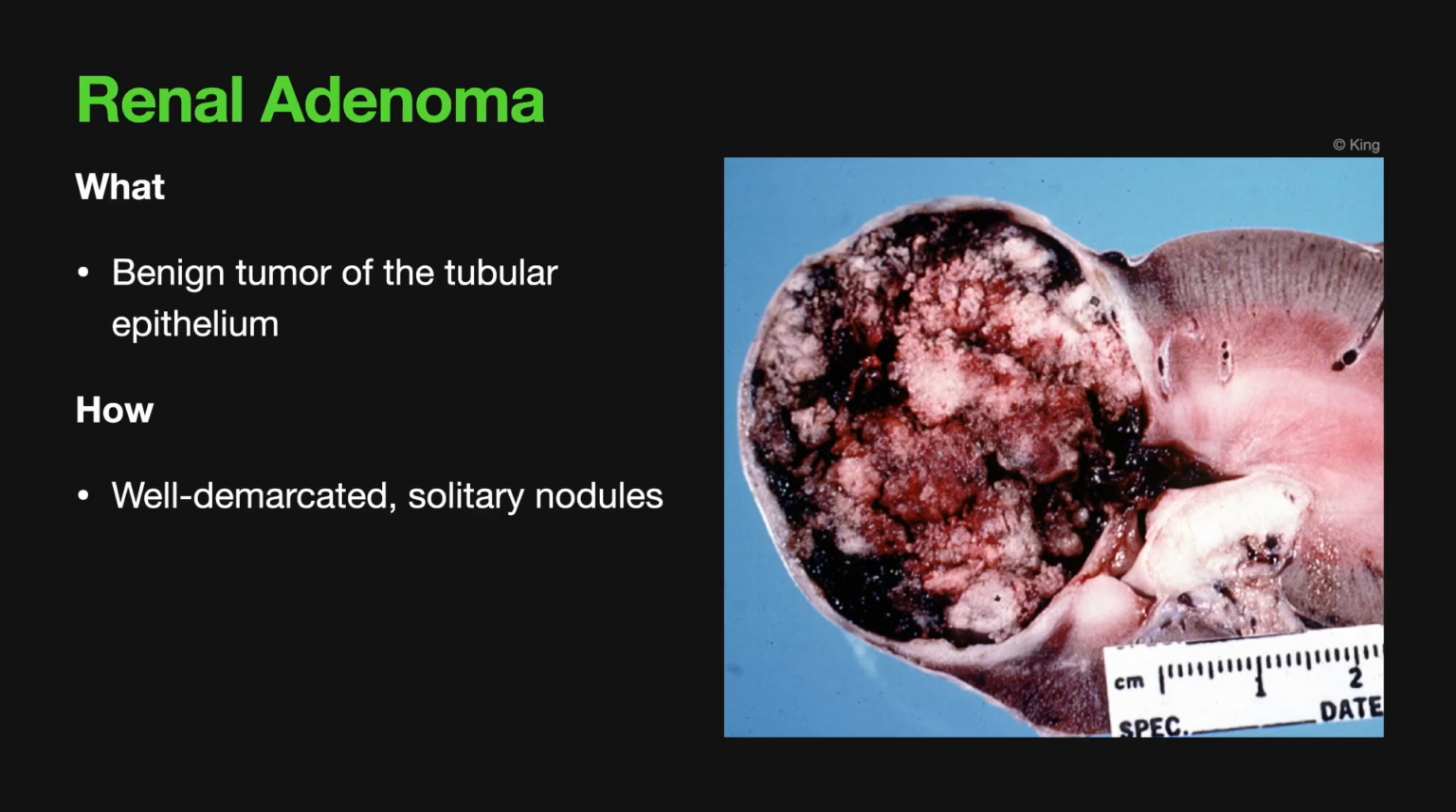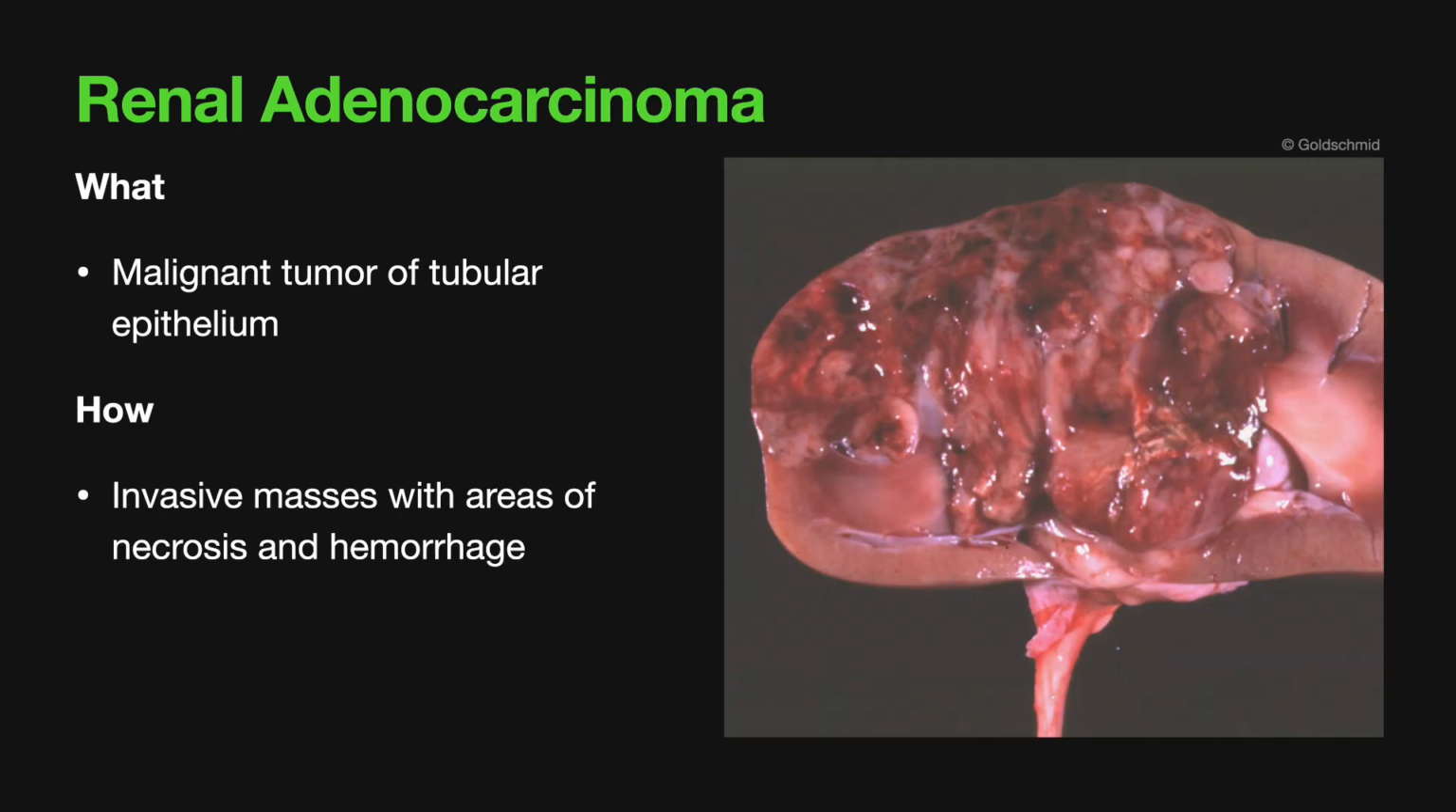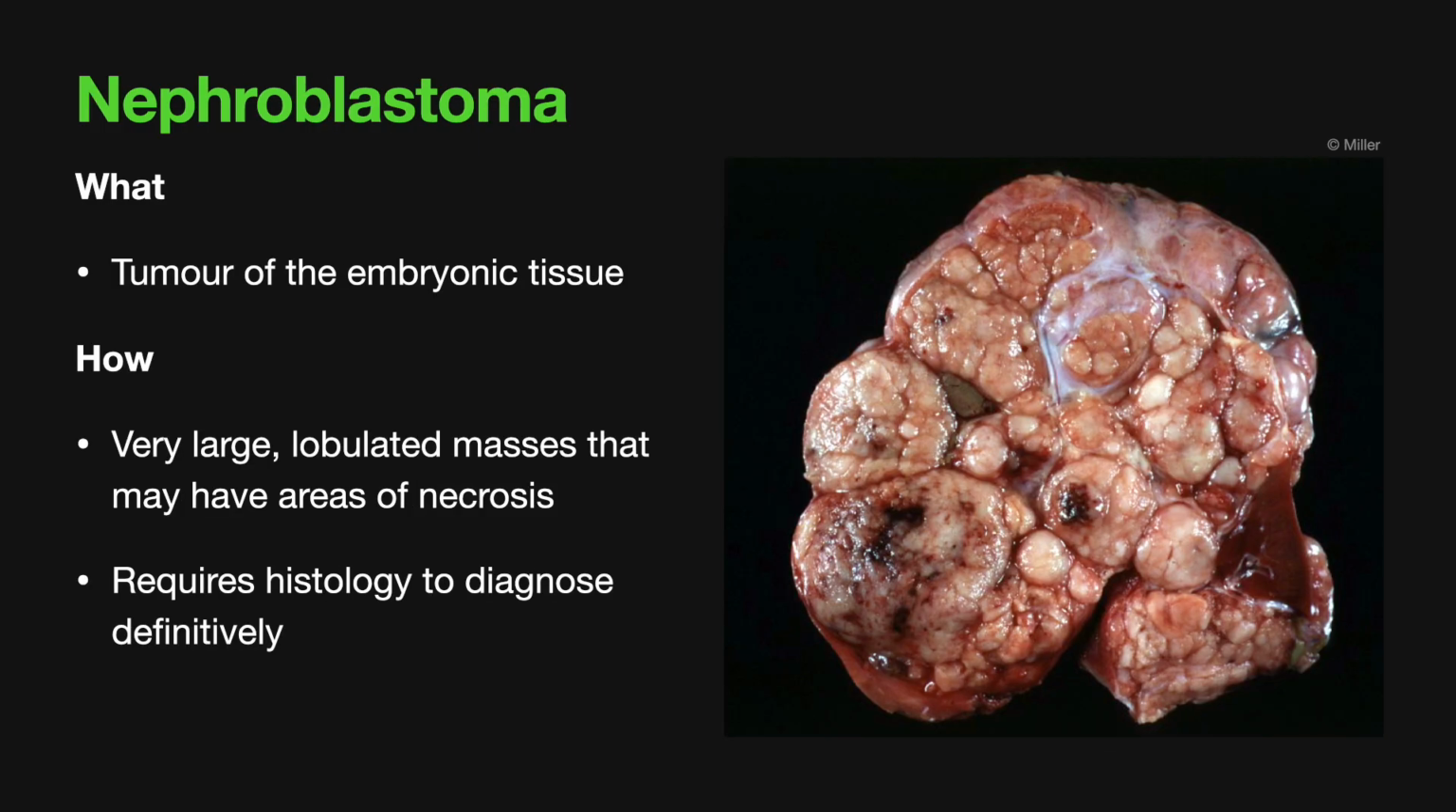Renal adenomas are benign tumors of the tubular epithelium. They typically appear as well-demarcated solitary nodules within the kidney. This contrasts with renal adenocarcinomas, which are malignant tumors of the tubular epithelium. These are typically more invasive masses that often have large areas of necrosis and hemorrhage associated with them. Nephroblastoma is a tumor of the embryonic tissue that typically produces large, lobulated masses that have areas of necrosis. Confirming the exact type of tumor does require histology to diagnose definitively.